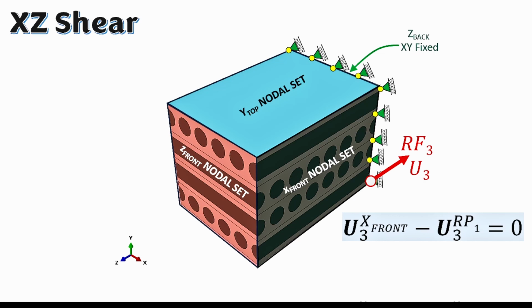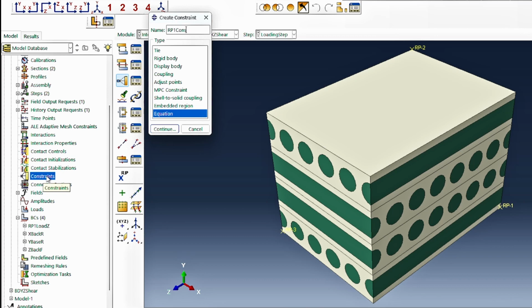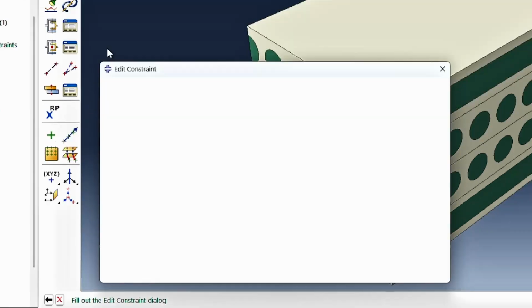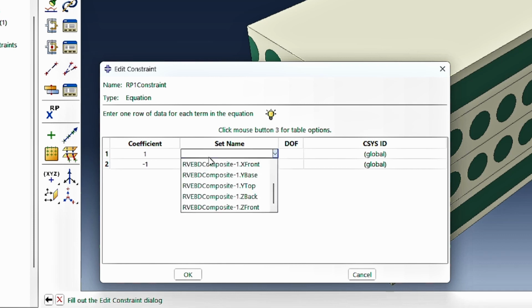Then the next thing is we need to plug in the constraint equation. So reaction point 1 constraint. So we'll go and say, okay, this is reaction point 1 constraint, and it's an equation. So we have 1 and minus 1. The set name.